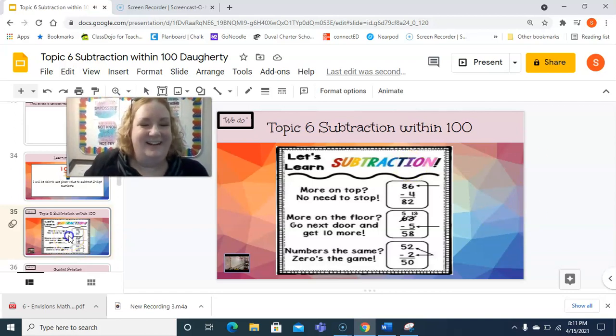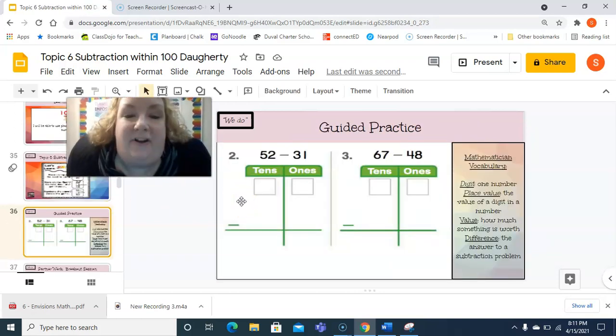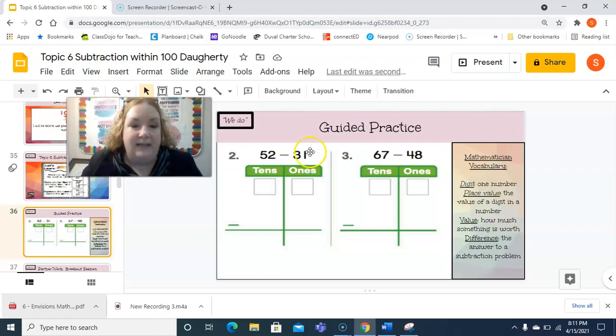Great work. All right, so let's do one together. We're going to do 52 minus 31. So get your whiteboards. You should have them right beside you. You know that at the beginning of math, you should always have your whiteboard and your dry erase with you. If you don't have a whiteboard, grab your piece of paper and pencil.